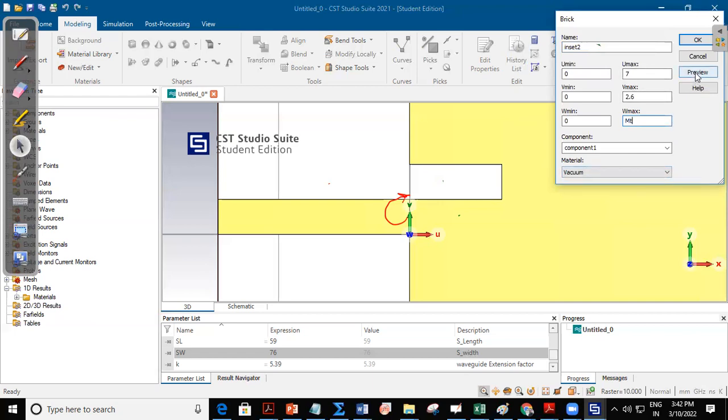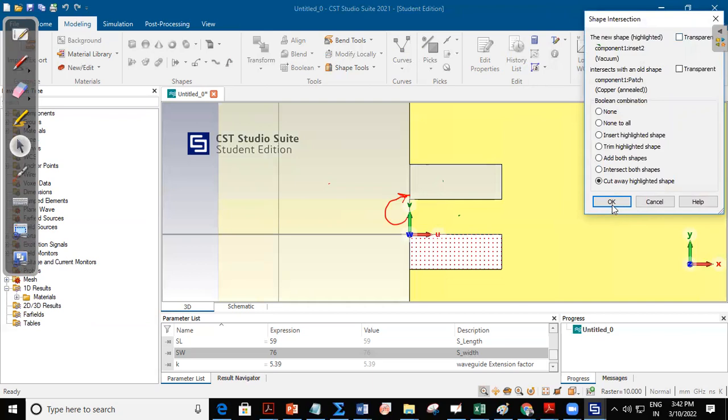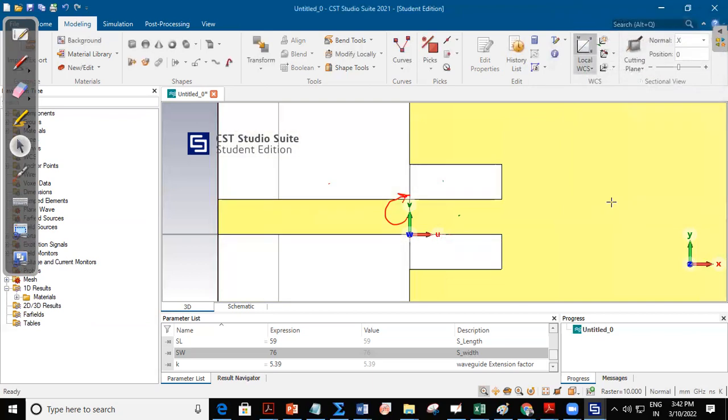Take vacuum here, preview. It is not coming correctly. Actually, it is the minus V direction, so it will be minus 2.6. Preview. Yes, it's correct, and here we press OK. It is asking whether to cut away the portion. Now you can see our design has two inset points.